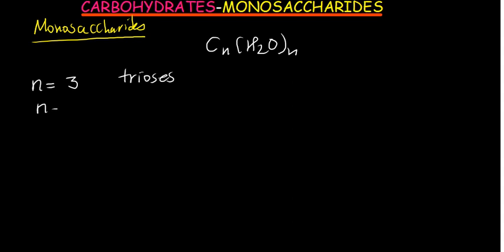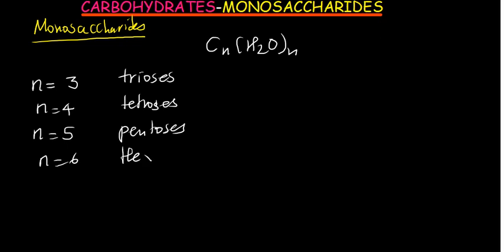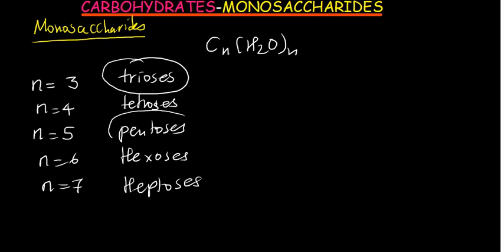Those carbohydrates that have 4 carbons are called tetroses. Those with 5 carbons are called pentoses. Those with 6 carbons are called hexoses. And those with 7 carbons are called heptoses. In this course we'll be interested in discussing trioses, pentoses, and also hexoses, just these three. These are the ones we're interested in discussing.